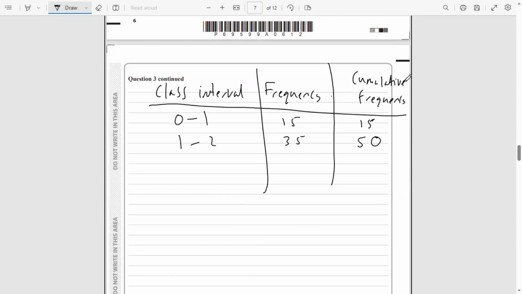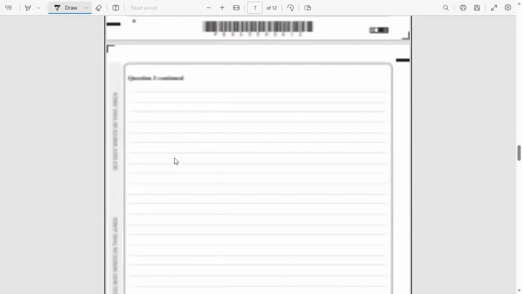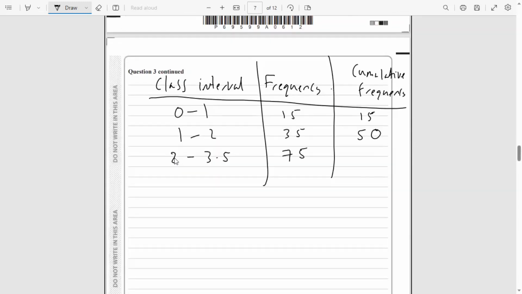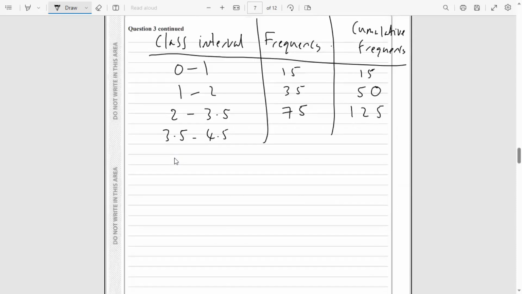Then the next one is going to be 2 to 3.5. So we're going to go up 2 to 3.5. So we've got 75 in that. 75 is our frequency. So our cumulative frequency is 50 plus 75, which is 125. And then the next group was 3.5 to 4.5. The frequency there was 55. 55 plus 125, that's going to be 180. So that's our cumulative frequency.